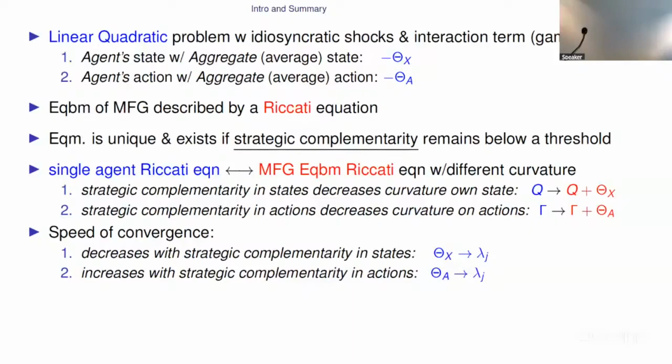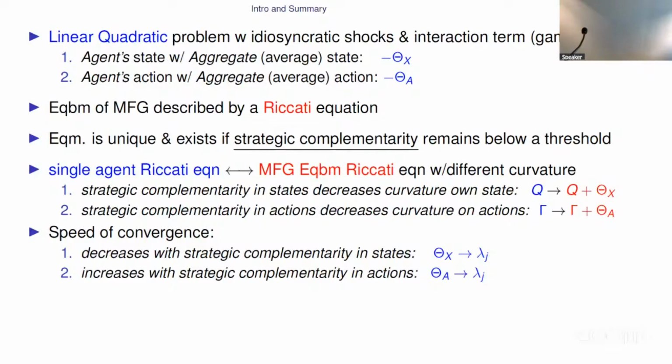They differ in the following way. You take a look at the second derivative of the period return function for the single agent. Let's call it Q. This is a typical notation in my co-author's book. You call it Q, and then that will go to Q plus theta x. So meaning that if you have a strategic complementarity, this is negative, then you will have less curvature. Less curvature typically means that you don't mind being away from the steady state, and that has implications for persistence.